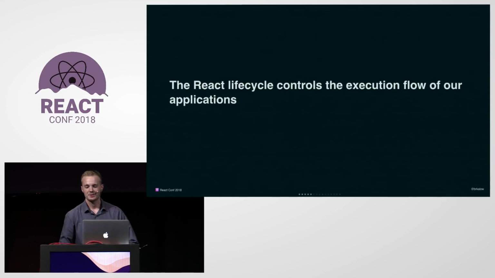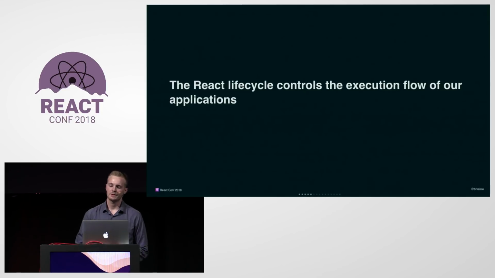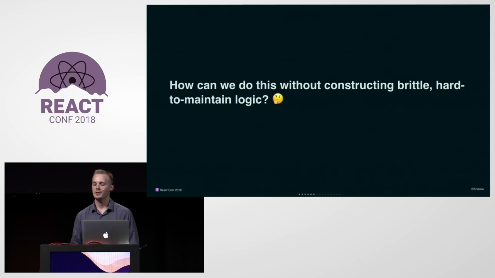We use the React lifecycle to control the execution flow of our applications in between renders. This is crucial for large React applications, as most things live in the React component tree. Imagine navigation, app state, configuration. Usually they're somewhere in your tree. So how can we orchestrate functionality within the React lifecycle without constructing brittle and hard-to-maintain logic? Think about similar logic spread between didMount and didUpdate, like Sophie and Dan showed in the keynote. And think about comparing props in didUpdate, trying to get that perfect condition to execute a function.